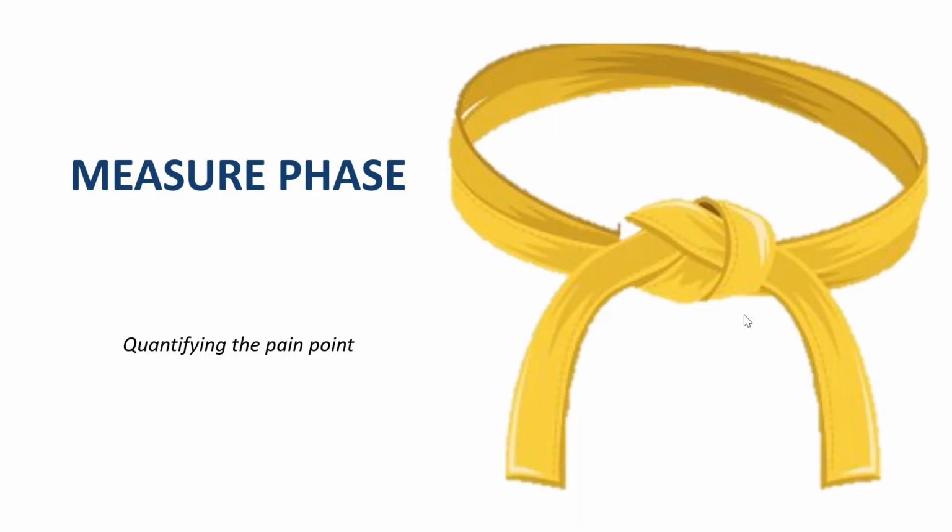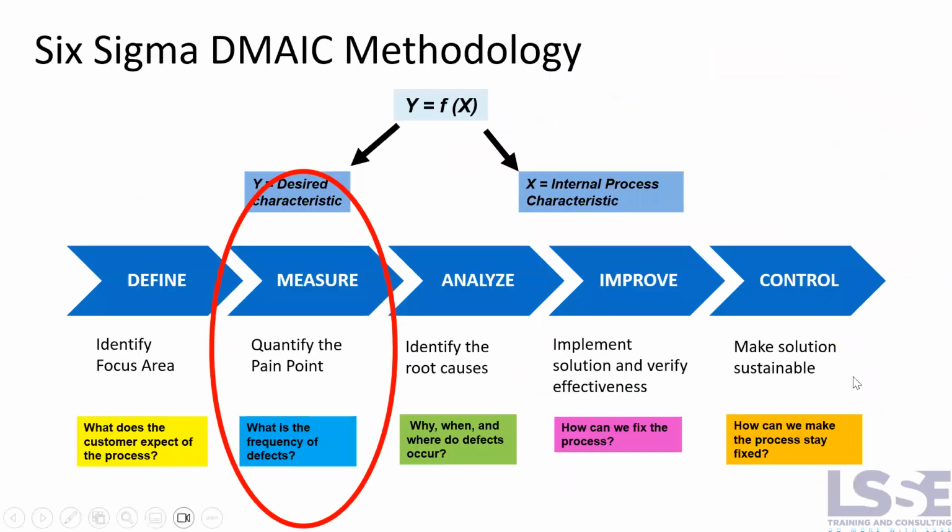In this phase, we are going to quantify the pain point that you will be facing when you are running a Six Sigma project. As a recap, we are following the course of this Lean Six Sigma Yellow Belt method course by following the Six Sigma DMAIC methodology. We have finished the define phase and we are now moving into the measure phase. In the define phase, we've looked at the tools that will help us identify the focus area of our project. In measure, we quantify the pain point.